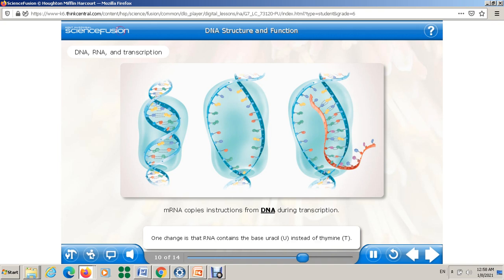One change is that RNA contains the base uracil, U, instead of thymine, T. In RNA, adenine, A, pairs with uracil, U. The first part of the protein building process is called transcription. During transcription, a single-stranded molecule called messenger RNA, or mRNA, copies instructions from DNA and moves these instructions out of the nucleus and into the cytoplasm.